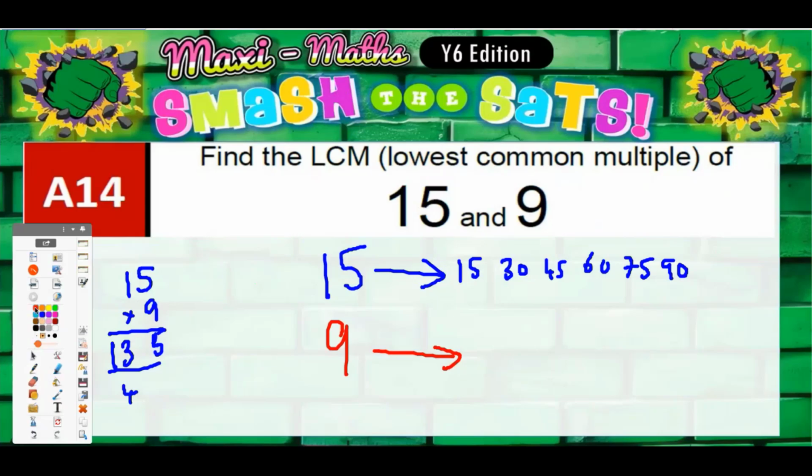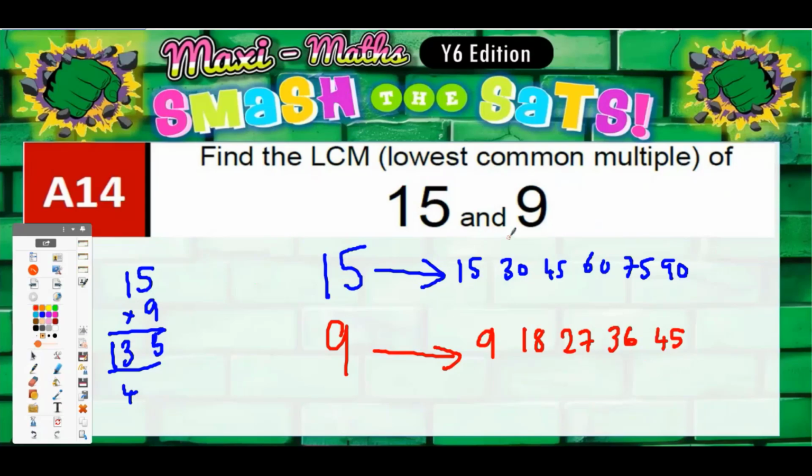Now we'll do multiples of 9. So 9, 18, 27. We're just going up in 9s. 36, 45. Now, I'm actually going to stop there because you might say, well, why is he stopping there? He's only done 5. He just told us to do 6.